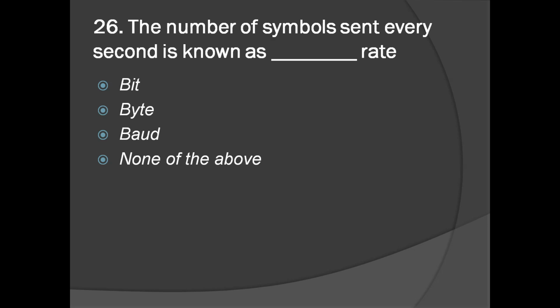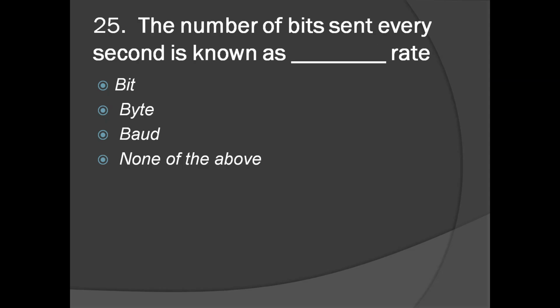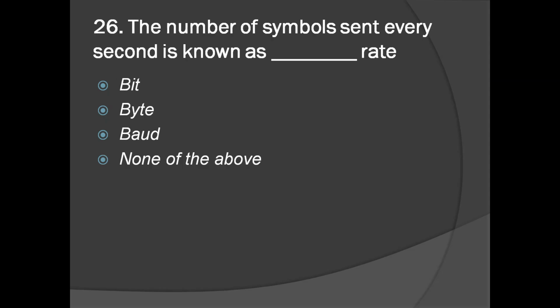So in a symbol, you can send any number of bits. If you send one bit, then baud rate and bit rate will be the same. But if in a symbol you are sending more than one bit, then the baud rate differs from the bit rate. So this is the difference between the bit rate and baud rate. So I hope this session is useful for you.